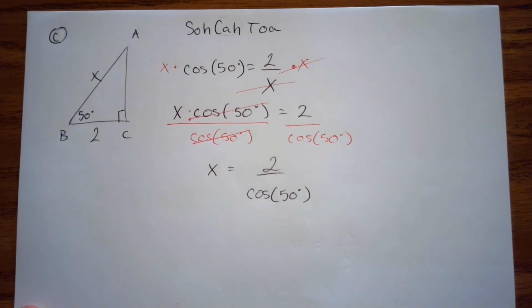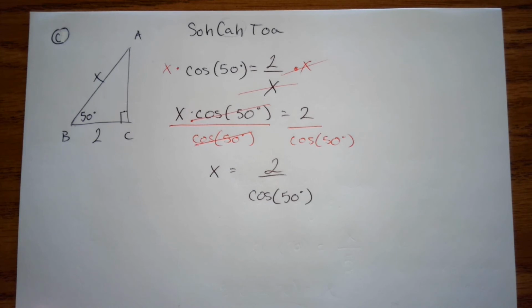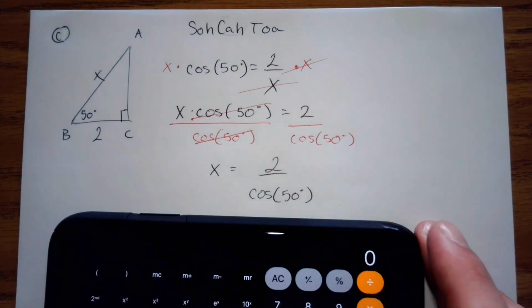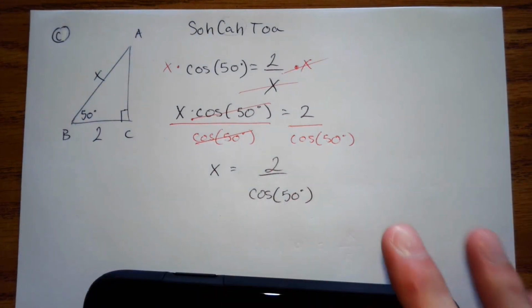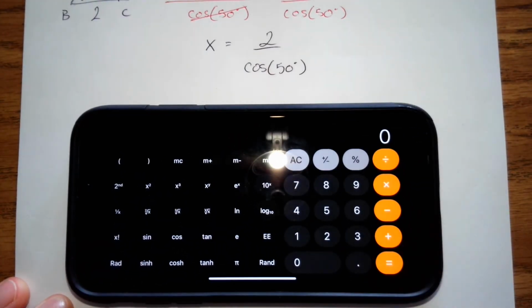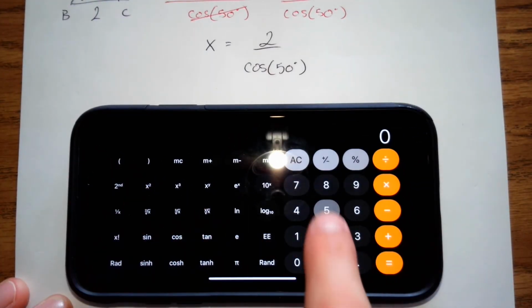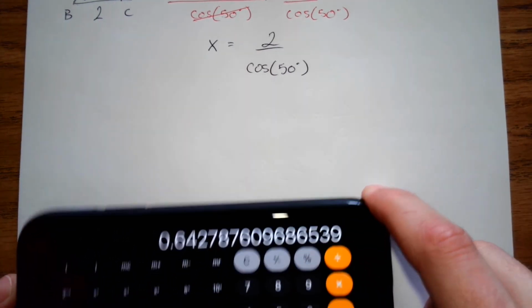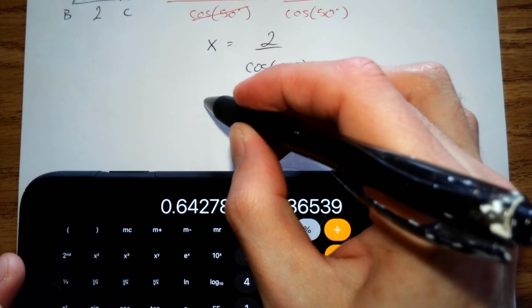And I'll show you how to type this into the calculator. You know what? It might be easier. We're rounding to the hundredth place, right? Might be easier for some people if we change this cosine of 50 into a number. So I'm going to do that. Make sure I'm in degrees. 50 cosine. So really, if you really want to, you can change it into a number.